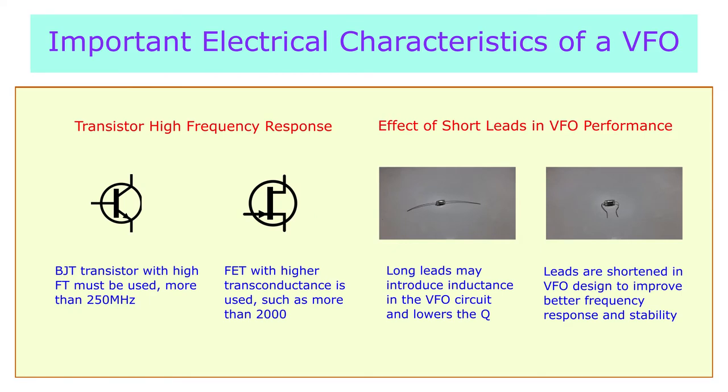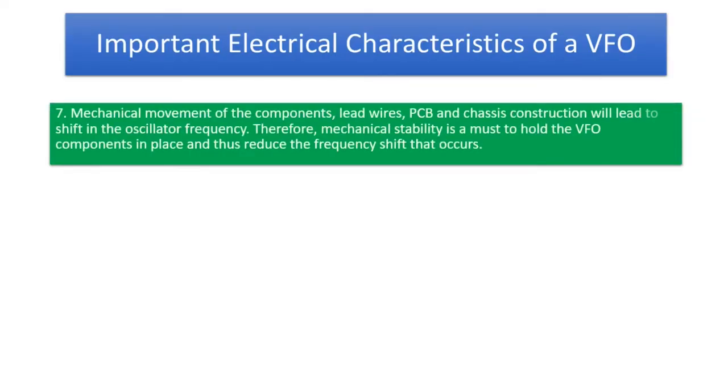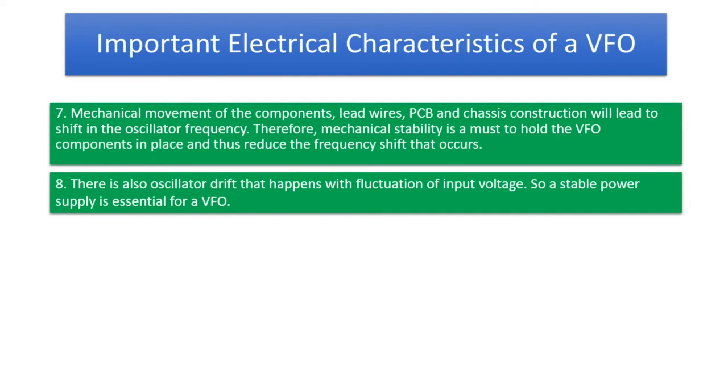A BJT transistor with high FT such as 250 MHz must be used, and a transconductance of 2000 and higher must be used in an FET. Short leads and mechanical stability are also important parameters in VFO design. Long leads may introduce inductance into the circuit and it also lowers the Q. Mechanical stability helps to hold the VFO components in place and reduce frequency variation. There is also a possibility of oscillator drift that occurs with fluctuation of input voltage. Therefore, a stable power supply is essential for a VFO.